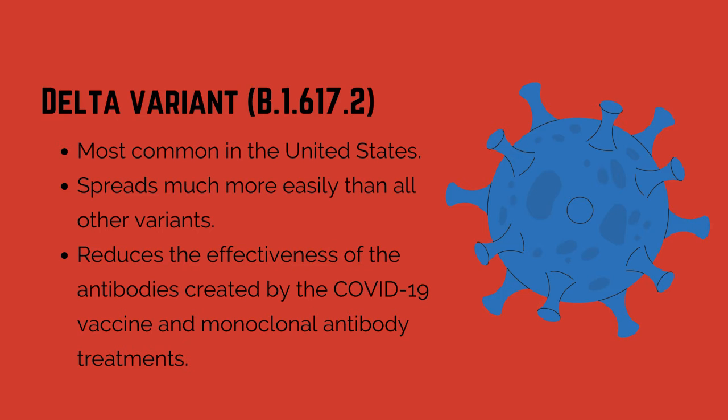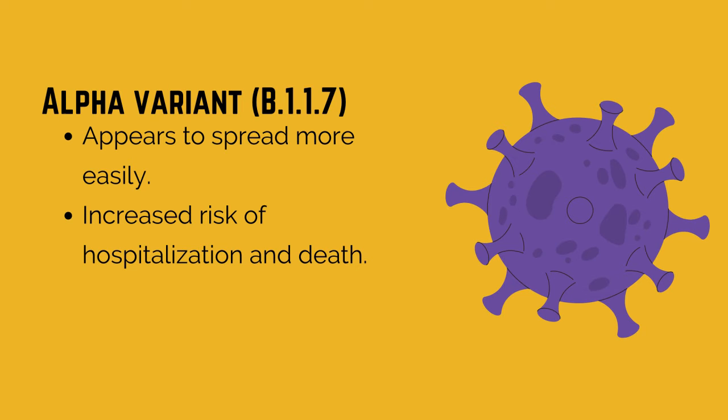This type of variant might also reduce the effectiveness of some of the antibodies generated by the COVID-19 vaccine and monoclonal antibody treatments. These are laboratory-made proteins that mimic the immune system's ability to fight off harmful pathogens, such as viruses. Another variant is the Alpha variant. This COVID-19 variant also appears to spread quite easily and has also been linked to an increased risk of hospitalization and death.